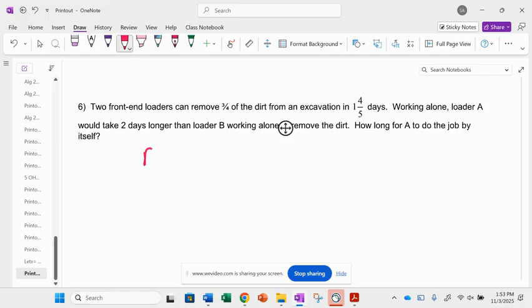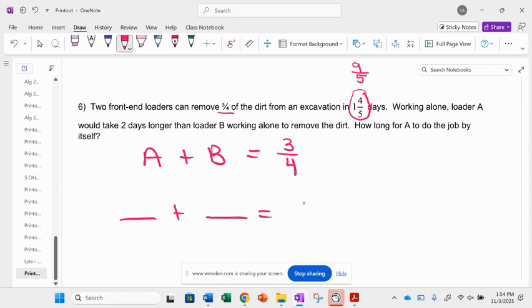So do we agree it's going to be A plus B, but this time doesn't equal a total job? What does it equal? 3/4 of a job, which is fine. So the 2 front end loaders can remove 3/4 of the dirt in 1 4/5 days. I'm going to change this to an improper fraction. So 1 times 5 is 5 plus 4 is 9. So this is 9/5. Where does that 9/5 go in these fractions? In the numerator.